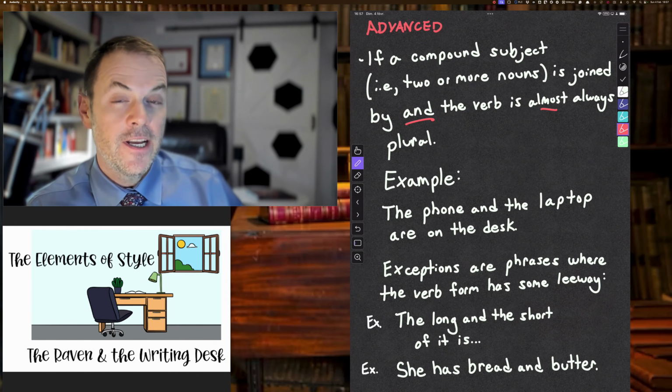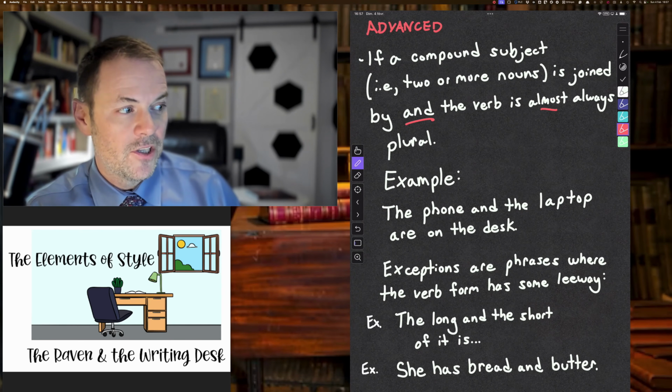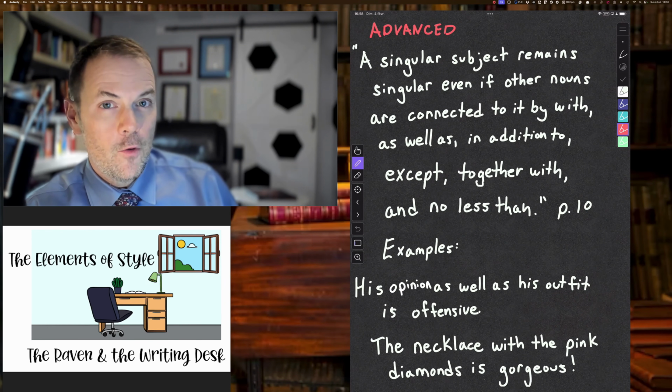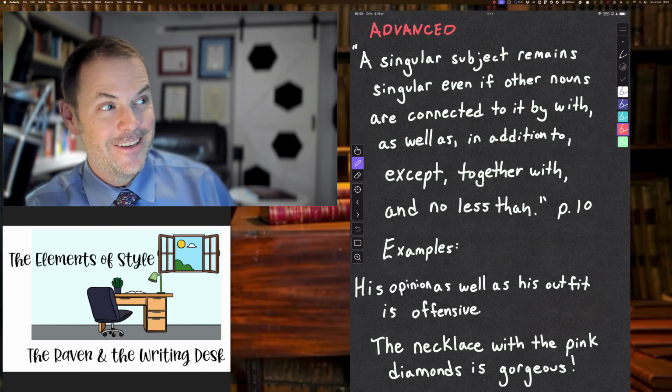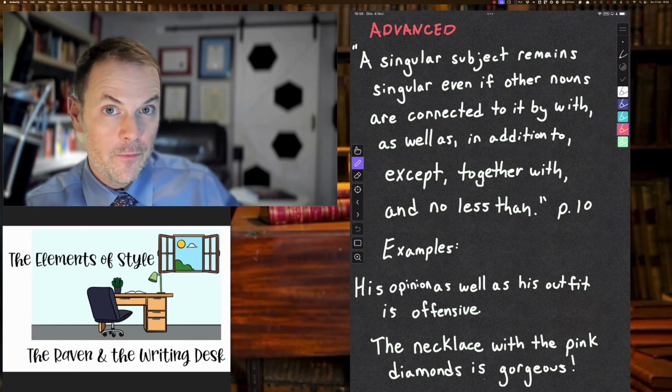Notice it's a little bit different than the hockey example I gave earlier. Exceptions are expressions. The long and short of it is, "or she has bread and butter." I'm going to quote directly from The Elements of Style on this one to make sure that I get all the detail in there. A singular subject remains singular even if other nouns are connected to it by with, as well as, in addition to, except, together with, and no less than. So these are all words you should make some notes on because they come up often in writing.